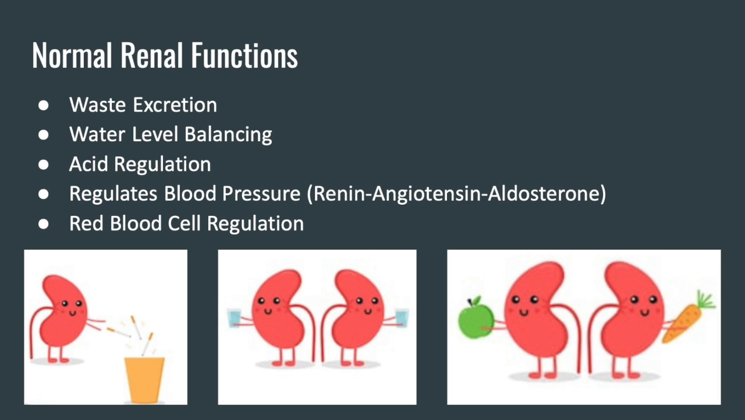Another important function of the kidney involves the regulation of red blood cells. When the kidneys don't get enough oxygen, they send out a distress call in the form of erythropoietin, a hormone that stimulates the bone marrow to produce more oxygen-carrying red blood cells.